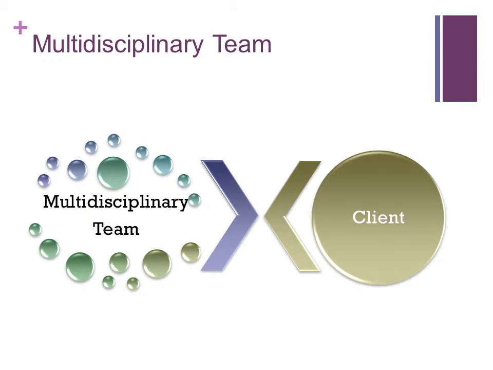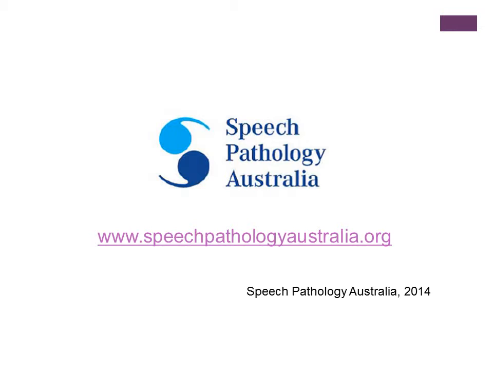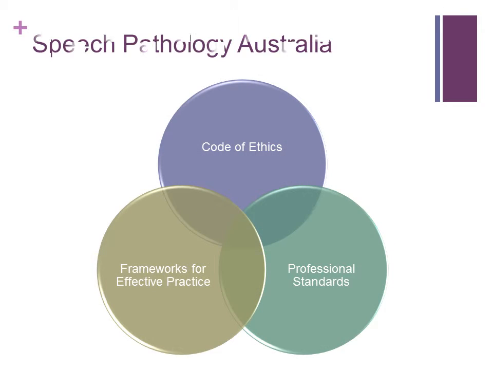A speech pathologist can work as part of a team of professionals with a person who has complex needs. In this situation, a speech pathologist must work cooperatively with all members of the team to ensure the best outcomes for the individual. In Australia, the work of speech pathologists is guided by Speech Pathology Australia. This is the national peak body for the speech pathology profession. It guides the practice of speech pathologists by providing a code of ethics, information outlining professional standards required to be a speech pathologist, and recommends frameworks for effective speech pathology practice.